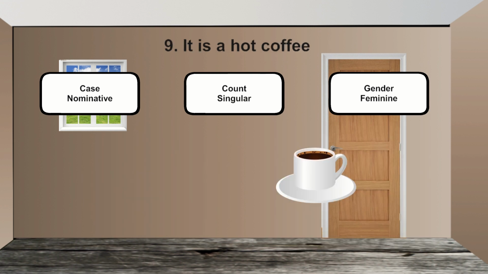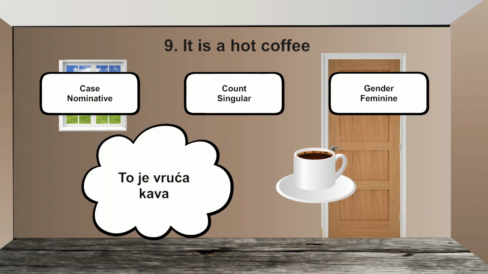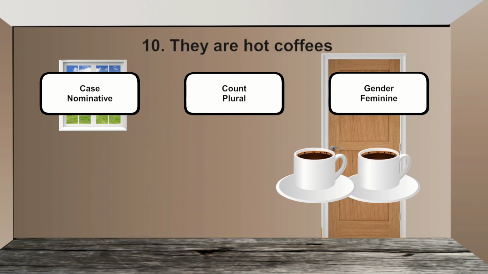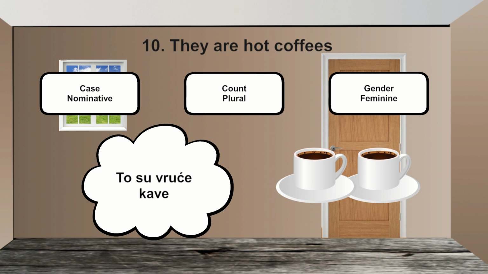Question 9. Deveto pitanje. It is a hot coffee. Feminine, singular. To je vruća kava. And again. To je vruća kava. Question 10. Deseto pitanje. They are hot coffees. Feminine, plural. To su vruće kave. And again. To su vruće kave.